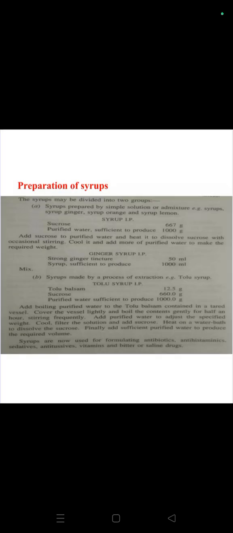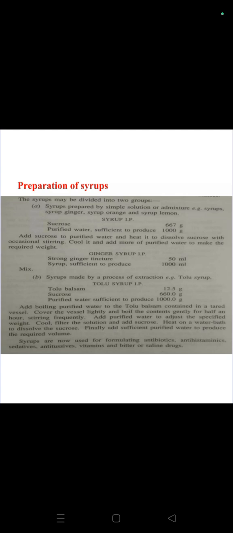Then preparation of syrup. Syrups may be divided into two groups. Syrups prepared by simple solution or mixtures, for example, syrup ginger, syrup orange, and syrup lemon. Syrup: ingredients include sucrose and purified water sufficient to produce. Add sucrose to purified water and heat it to dissolve the sucrose with occasional stirring. Then cool it and add more purified water to make the final volume. Then ginger syrup: strong ginger tincture 50 ml, syrup sufficient to produce 1000 ml. Mix it. Syrups made by a process of extraction.